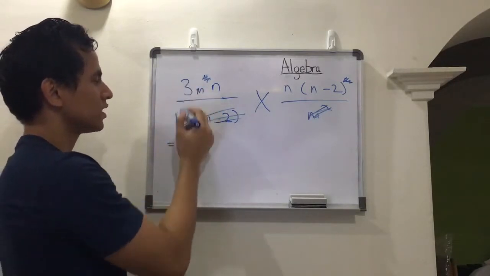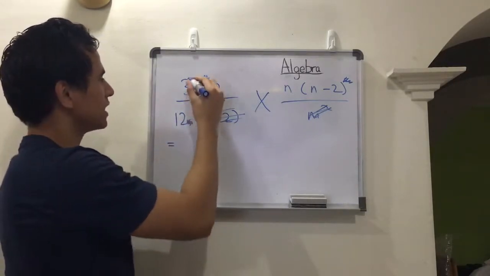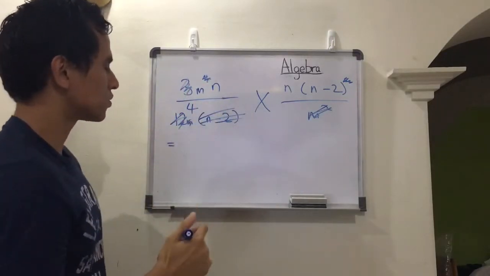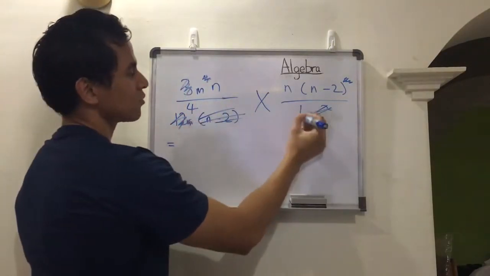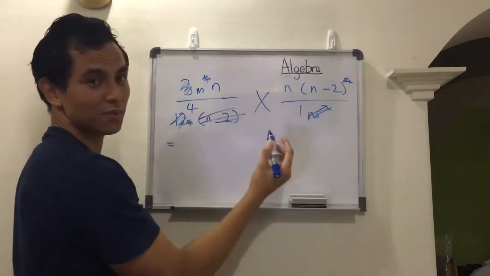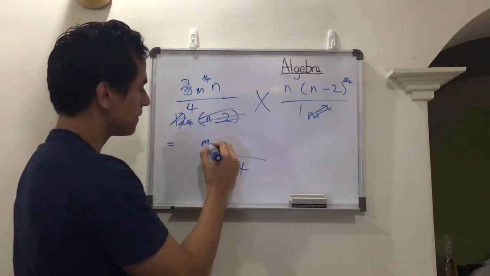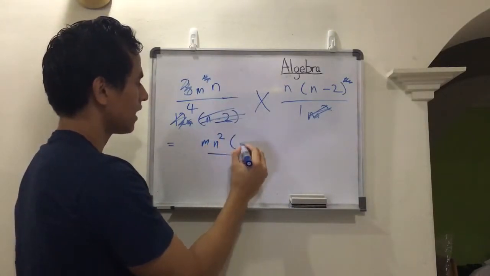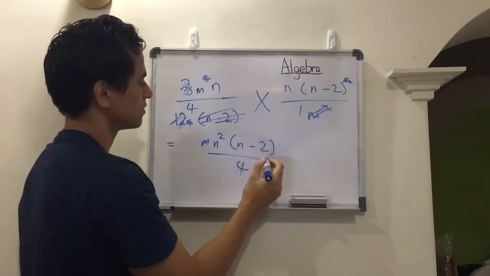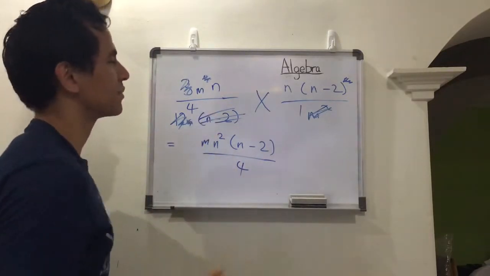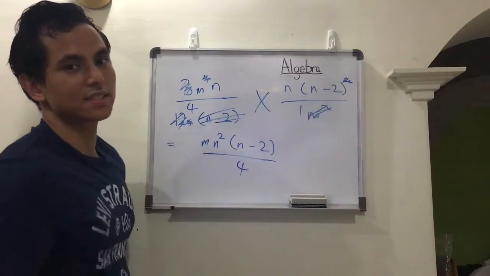And now, here 3 and 12, simple, divide by 3. This gives me 4. And then of course there's a 1 here. So the denominator will be 4. And the numerator will be m n square n minus 2. Okay? So this is how we do this question. Slightly more complicated, but still can be done. Cancellation still applies. Alright?